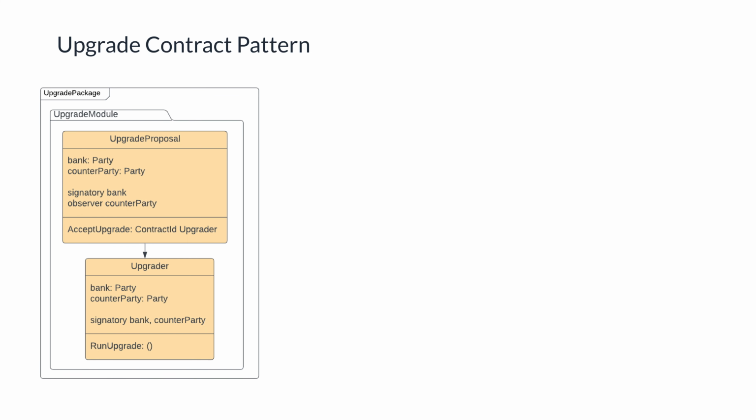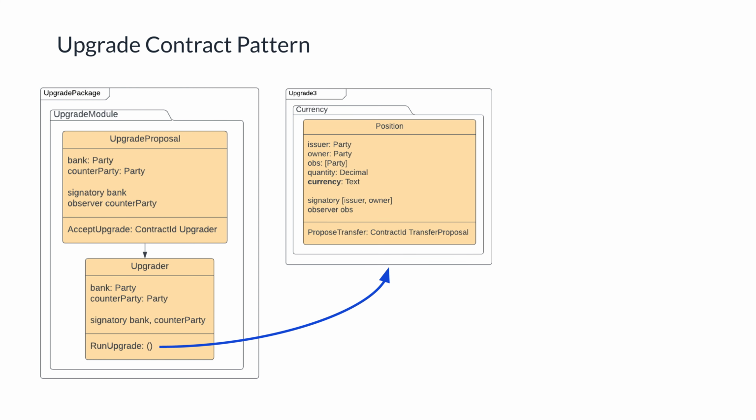This is based on the propose accept pattern that you may be familiar with. The key idea is that the issuer proposes the upgrade to the position owners through an upgrade proposal. This template has an accept upgrade choice that must be accepted by the counterparty. When the counterparty accepts this choice, an upgrader is created that has the run upgrade choice, which the issuer can now exercise. The run upgrade choice will then archive the old positions and create new positions according to the new position template in the Upgrade 3 package.